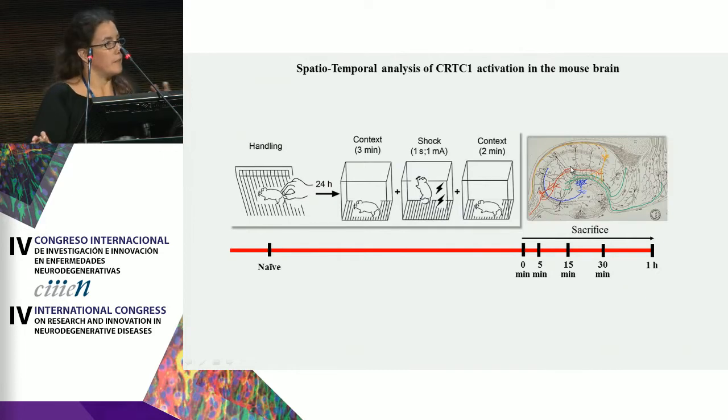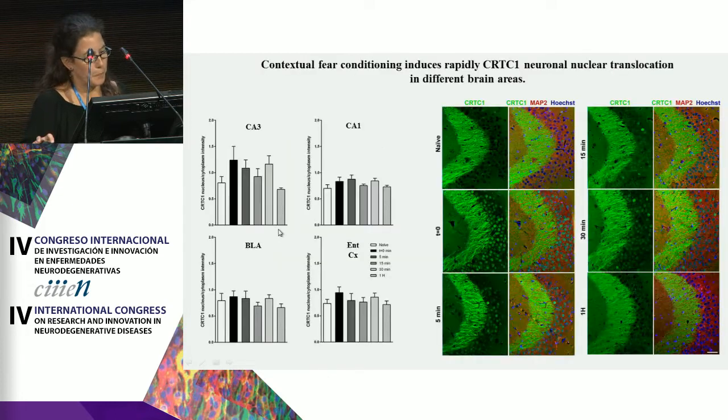To analyze if this activation of CRTC1 induces nuclear translocation during associative memory, we decided to study the spatiotemporal pattern of CRTC1 activation in different brain regions related to associative memory, including the hippocampal circuit. In this case, we use 6-month-old wild-type mice submitted to the CFC test. The animals were sacrificed immediately at 5, 15, 30 minutes, and 1 hour after training. The naive mice remain in their home cages without receiving the training. Analysis of the neuronal population in different brain areas indicates that CRTC1 is rapidly and transiently activated during associative memory, translocating to the nucleus in a time-dependent manner.